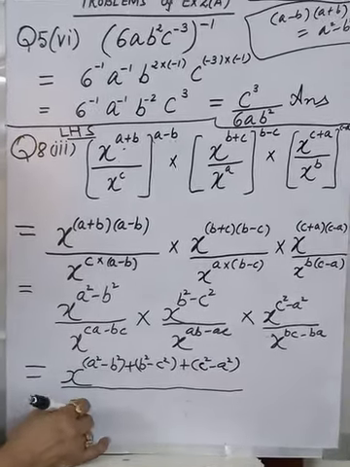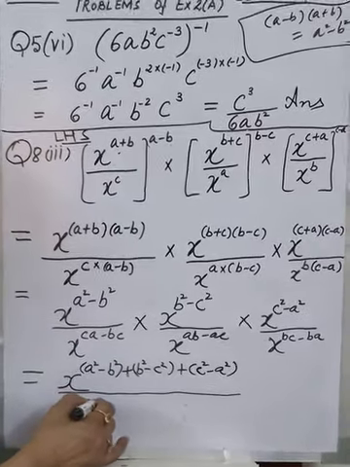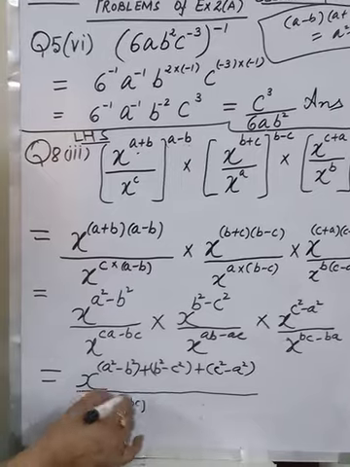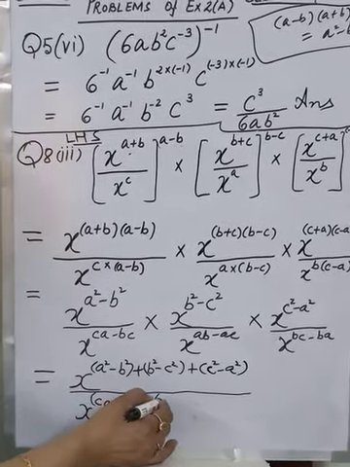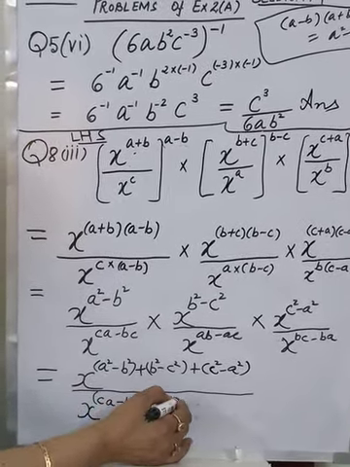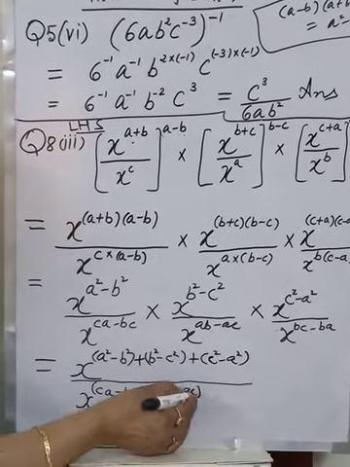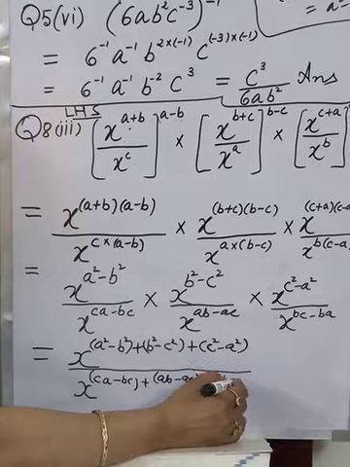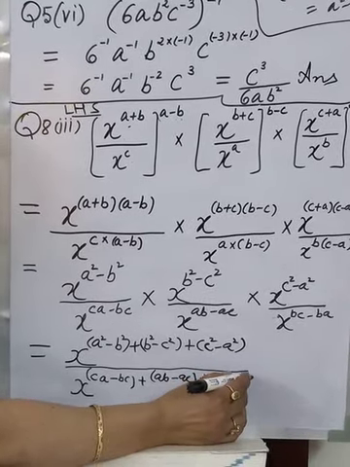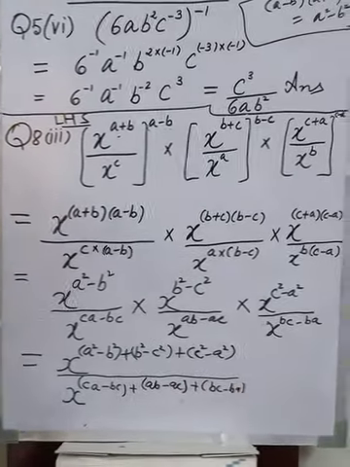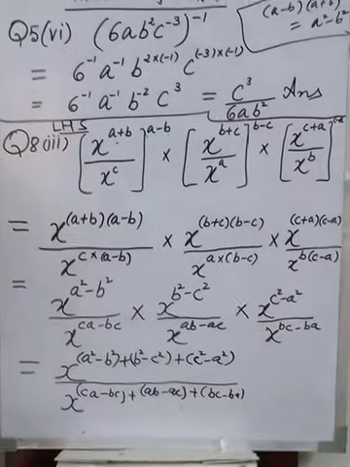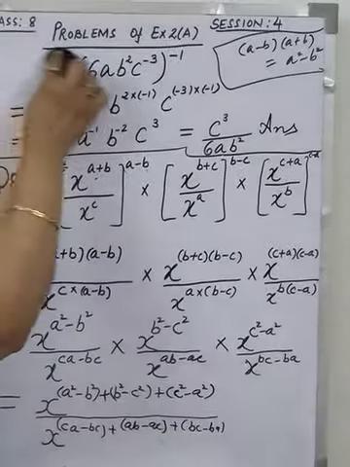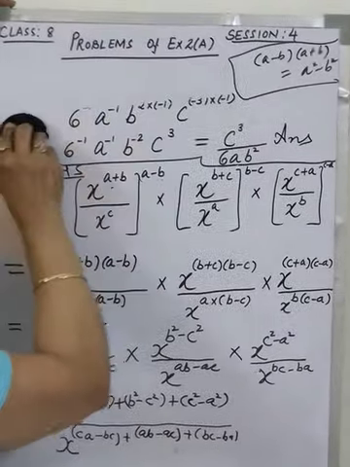X to the power ca minus bc plus ab minus ac plus bc minus ba. We can write the expression directly also without using the bracket, because a positive sign doesn't make any change. Whenever we have a negative sign, we have to be alert.